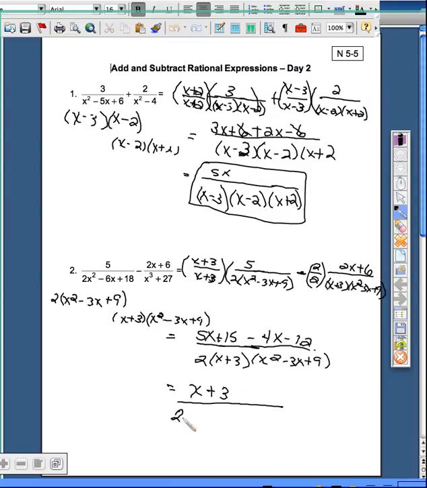So we have 2 times x plus 3 times x squared minus 3x plus 9. All right, then our x plus 3's will cancel out. Remember, this doesn't cancel to 0, it cancels to 1, because anything over itself is 1. And our denominator is 2 times x squared minus 3x plus 9. Okay, and that's our final answer.